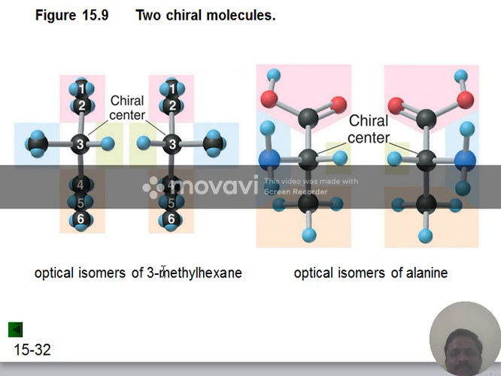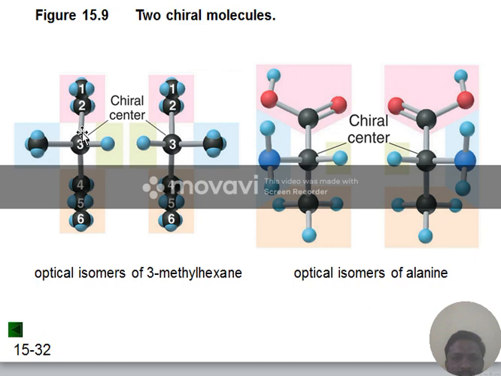Here we will discuss a few examples of chiral molecules. These black balls represent the carbon atoms, carbon number 1, 2, 3, 4, 5, and 6, which form a chain. Here a methyl group is present, and here only one hydrogen atom is present. So these are optical isomers. When we compare them, each is a mirror image of the other. These are the optical isomers of 3-methyl hexane.